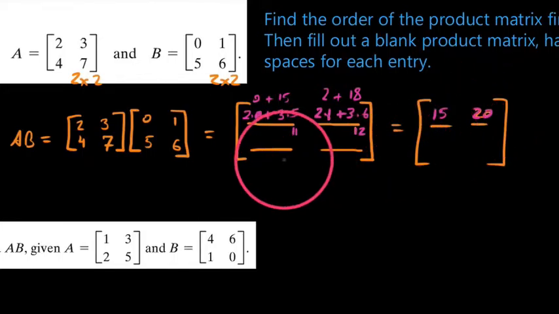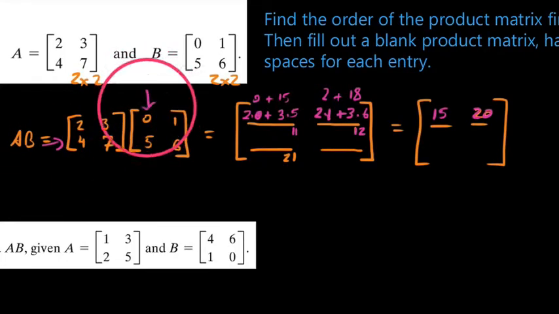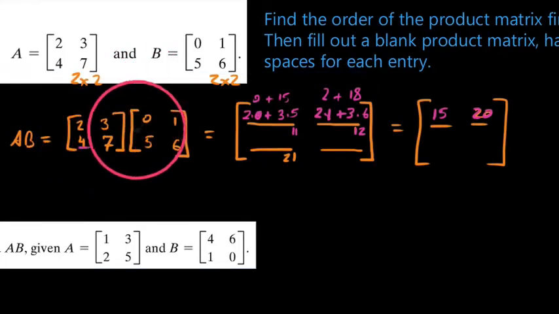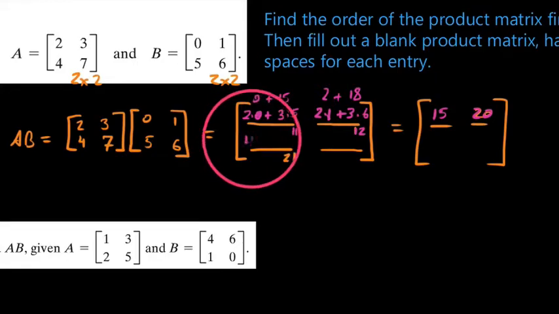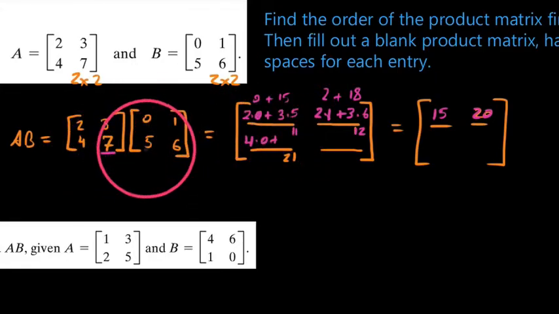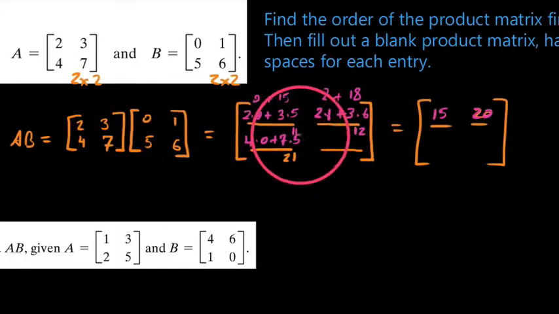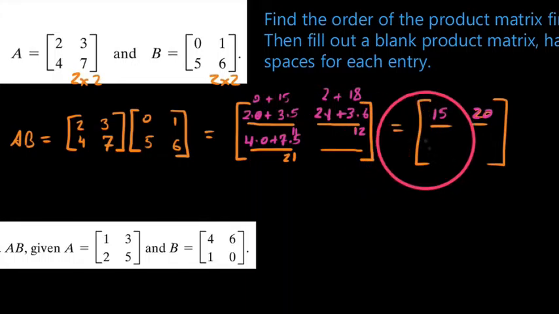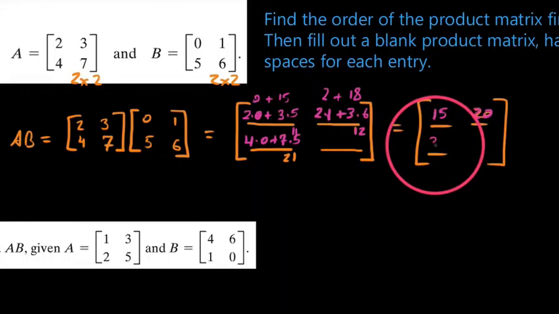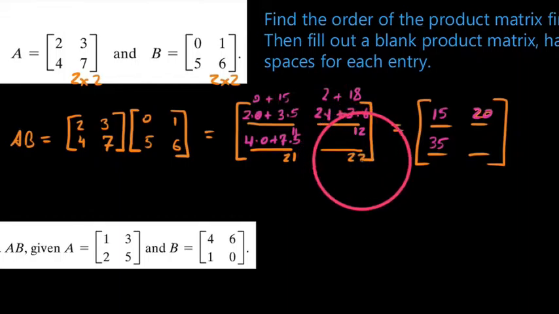So now let's go second row, first column. We'll mentally highlight our second row, first column entries, and we'll start at the beginning of each. So 4 times 0, plus now we'll move over and move down in this column. We would say 7 times 5. So we would get 0 plus 35. This is 35.